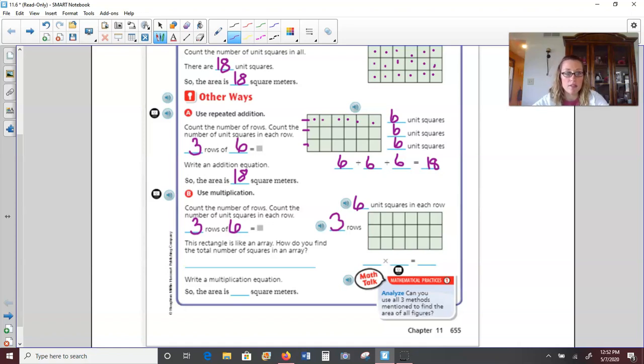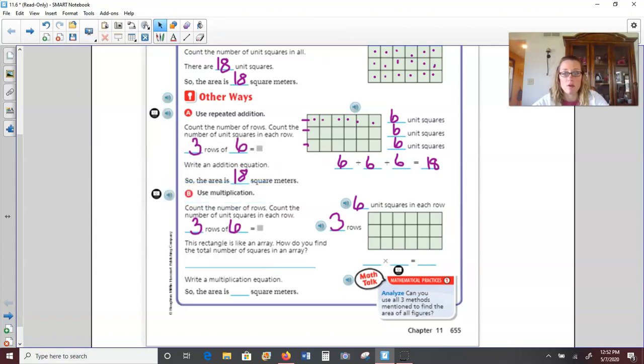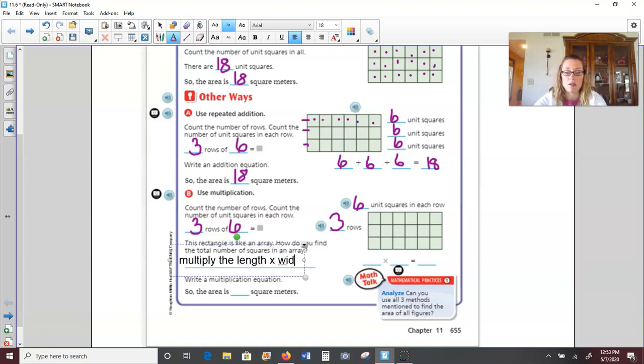A rectangle is kind of like an array, and we worked with arrays back when we were learning how to multiply. So we would multiply in order to find our total. It says here, how do you find the total number of squares in an array? We multiply the length times width. Length times width is also a formula for calculating the area of squares and rectangles.